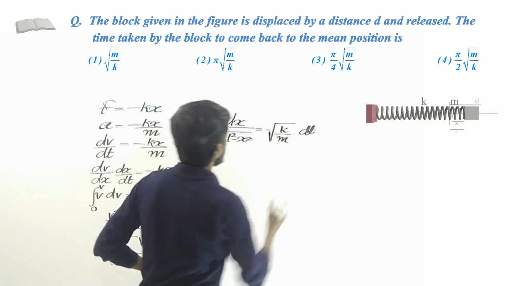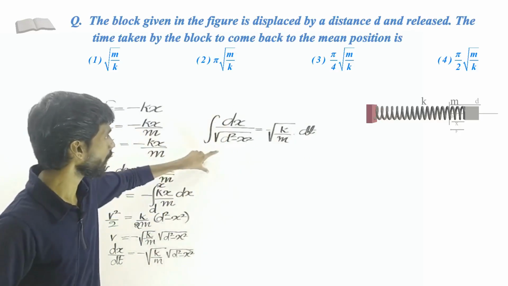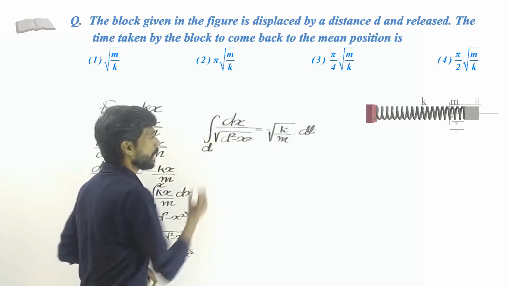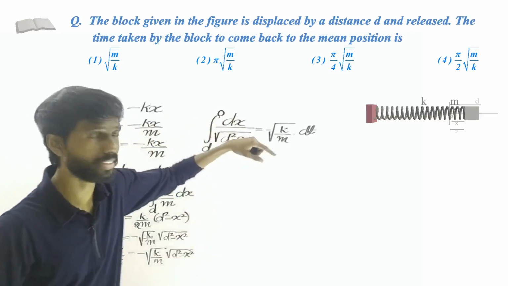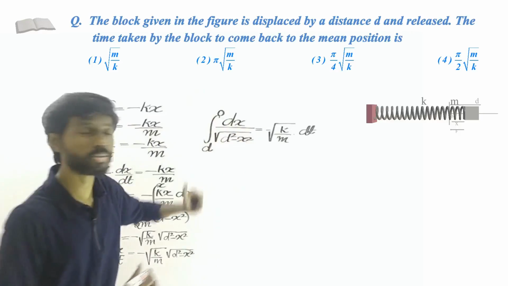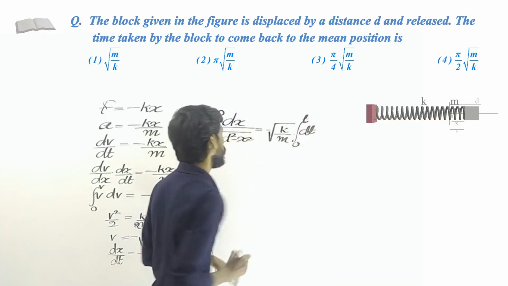Now again do the integration. This time we know the right end point x value. So x value initially is d. And then now we have x value 0 at the midpoint, the natural length of the spring, so the value of x is 0. There also the time taken we have to find. Initially the time is 0, now the time is t.